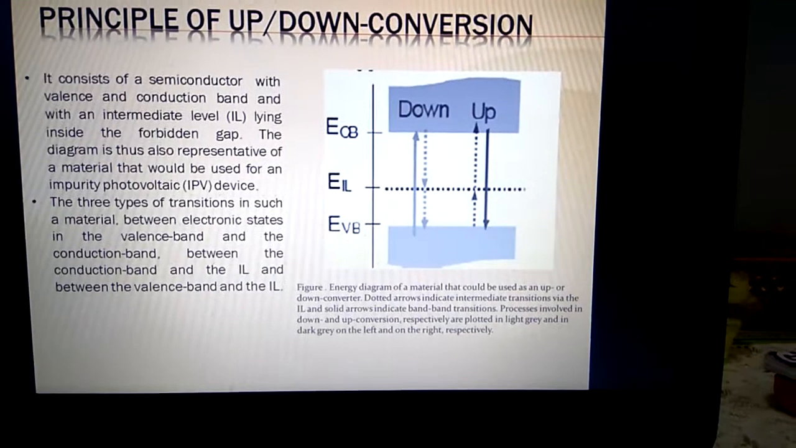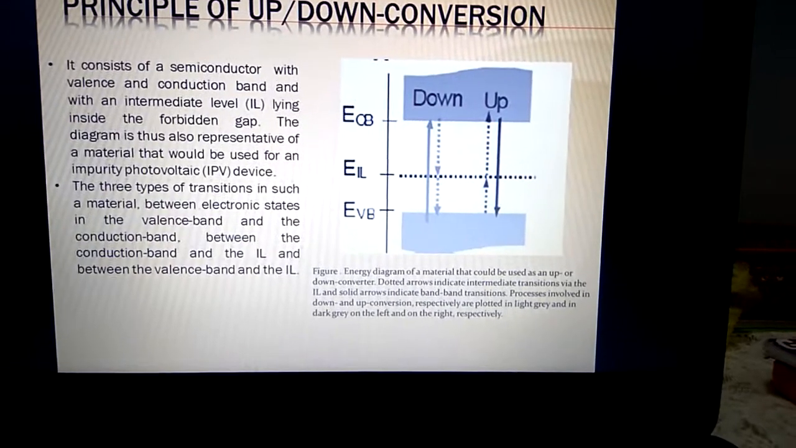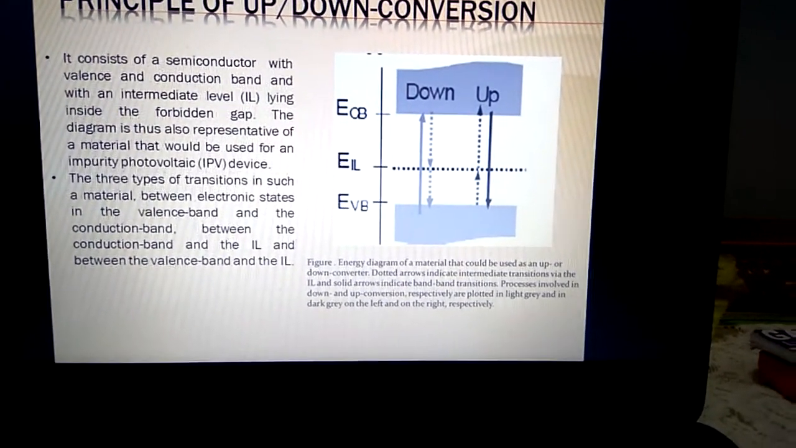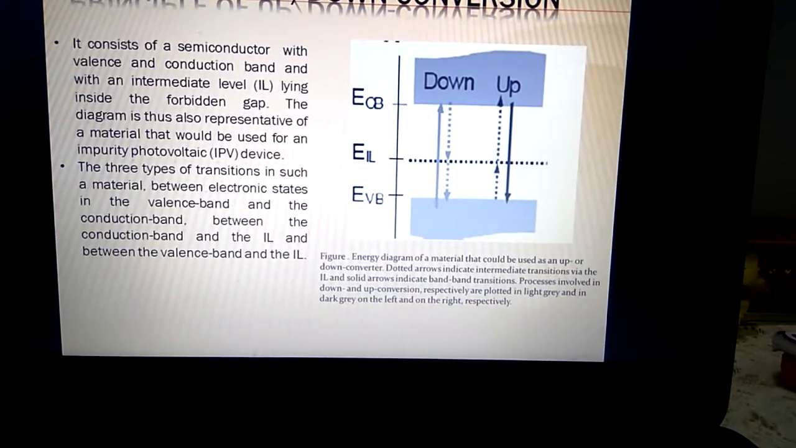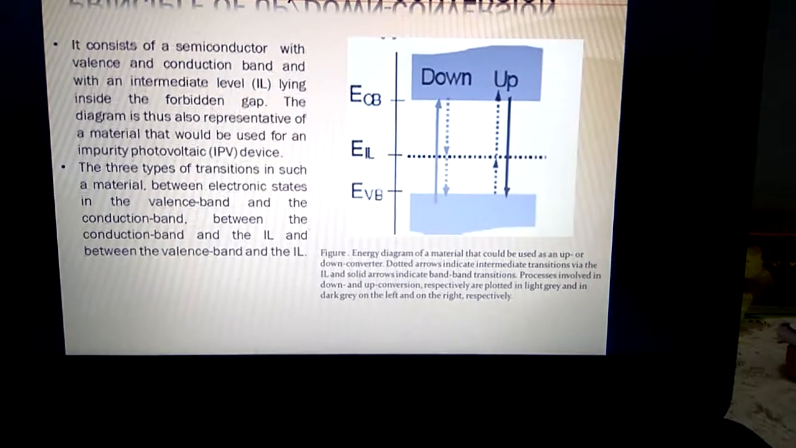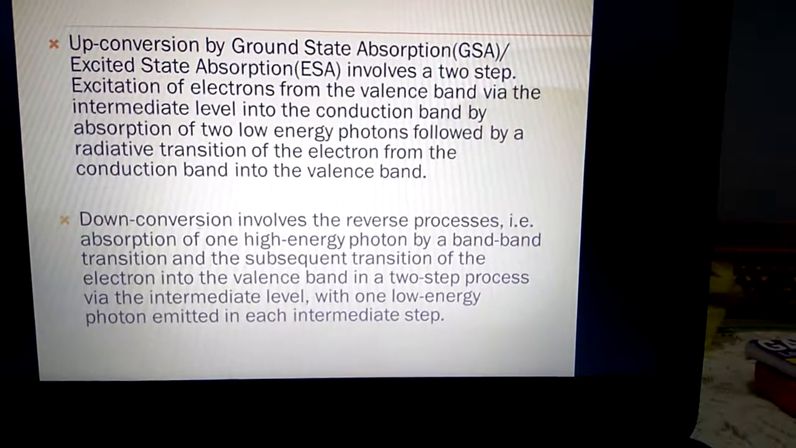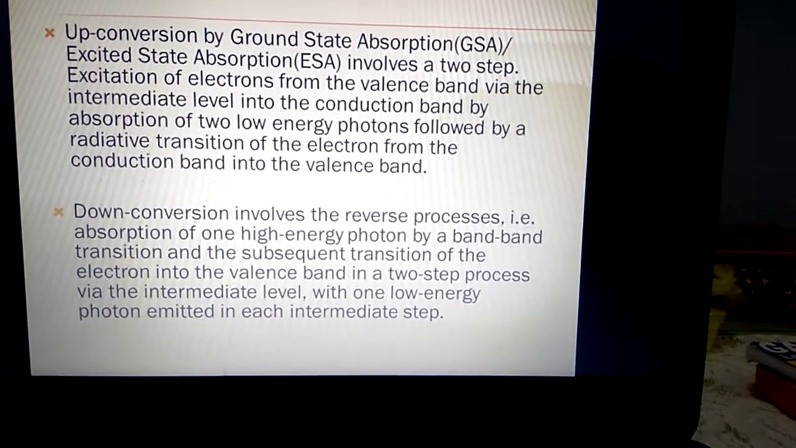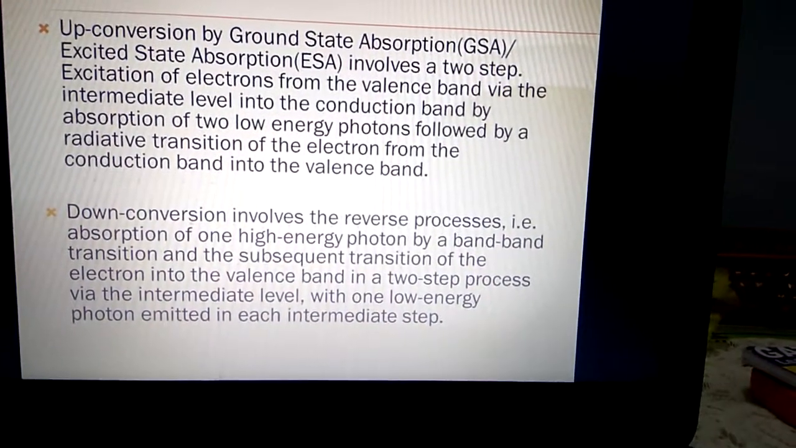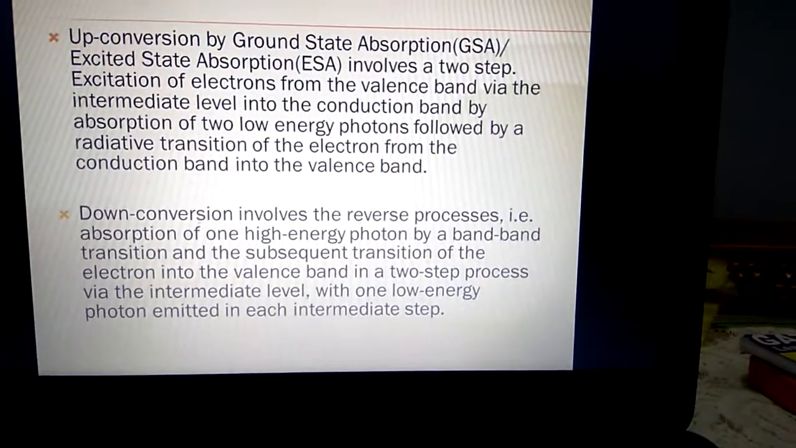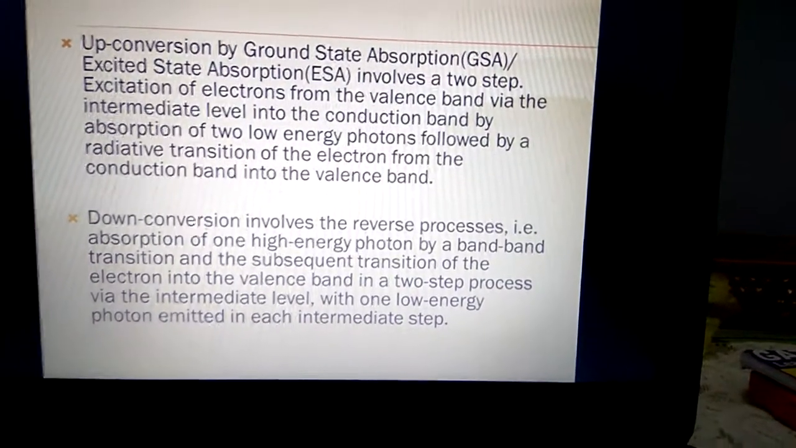It consists of a semiconductor with valence and conduction band and with an intermediate level lying inside the forbidden gap. Now, three types of transitions can occur in such materials: between electronic states in the valence band and the conduction band, between the conduction band and the intermediate level, and between the valence band and the intermediate level. In up conversion, the process involves two steps, that is, excitation of electrons from the valence band via intermediate level into the conduction band by absorption of two low energy photons, followed by radiative transition of electrons from the conduction band into the valence band, whereas down conversion involves the reverse process of up conversion.